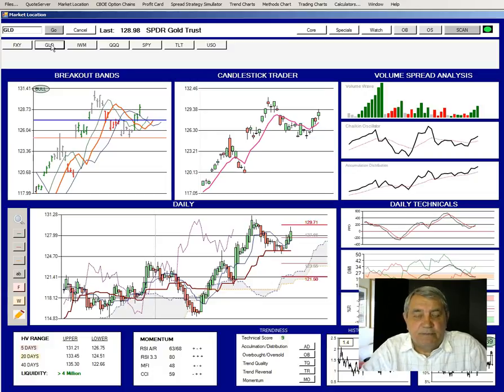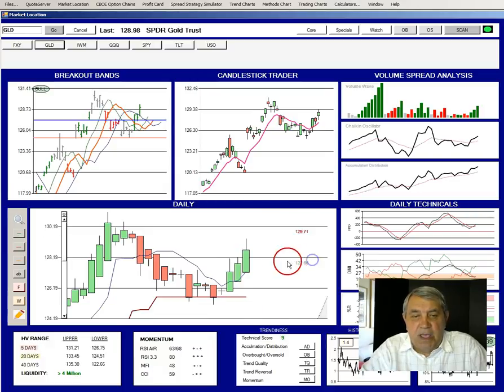Spider Gold Trust. For last week it was sitting pretty much in the mid-range, and we anticipated that we could get an up week in gold, which is in fact what happened. We can see that the 26-day range indicator is fairly flat, but the 9-day is heading up. The Chaikin oscillator is heading up. Volume spread analysis is indicating the stock is under accumulation, and that's confirmed with the accumulation distribution indicator.